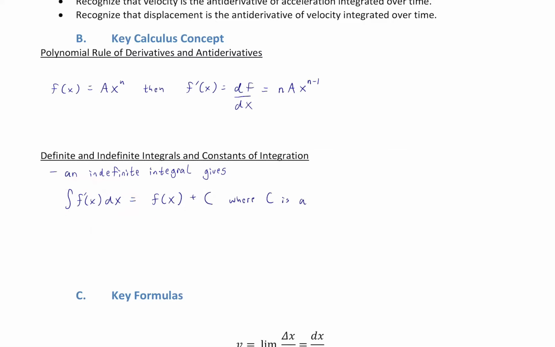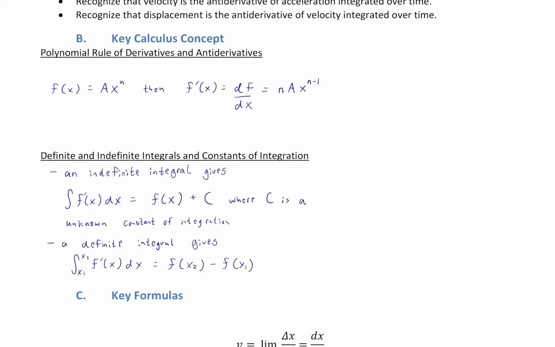But since this was an indefinite integral, there is no notation here on the actual integral symbol. So I get c, which is called an unknown constant of integration. Okay? A definite integral, on the other hand, gives this form where there are limits of integration, and so I don't have a constant because I just evaluate my function at the upper limit minus the lower limit. We'll tend to use the definite integral more as we actually solve problems that will involve integration in calculus.